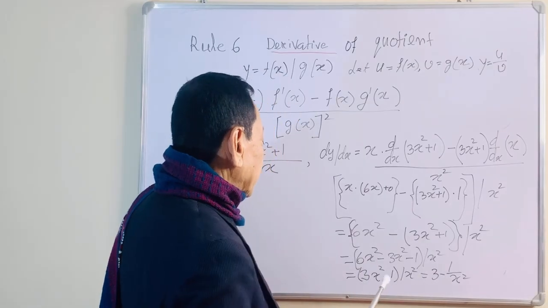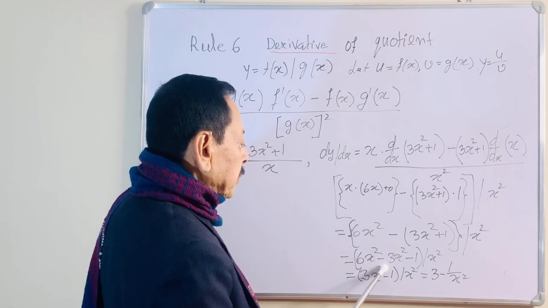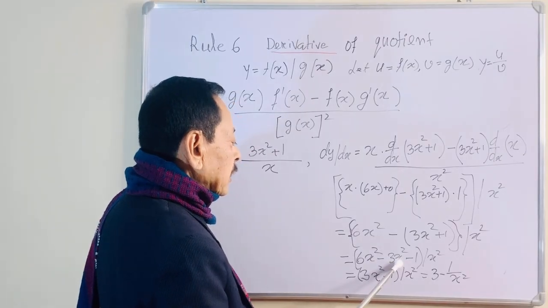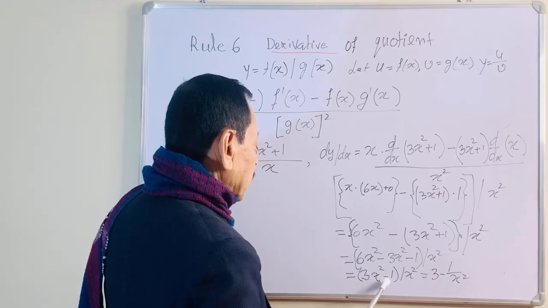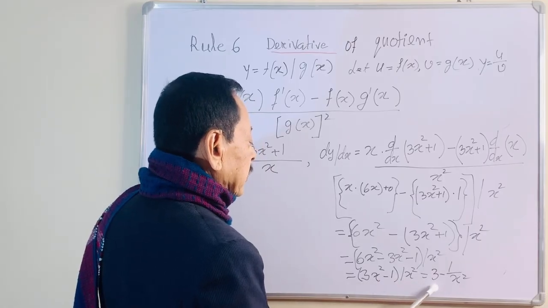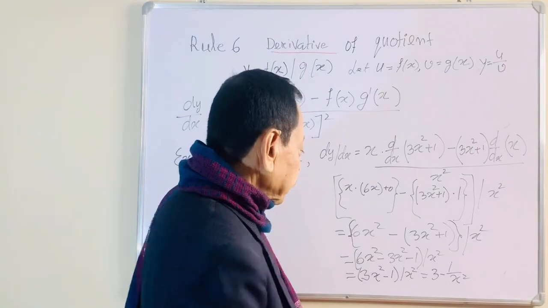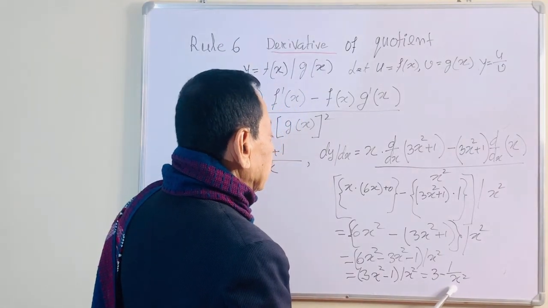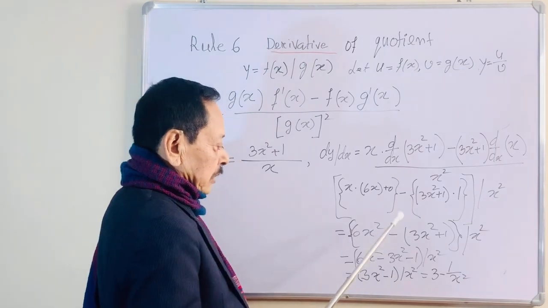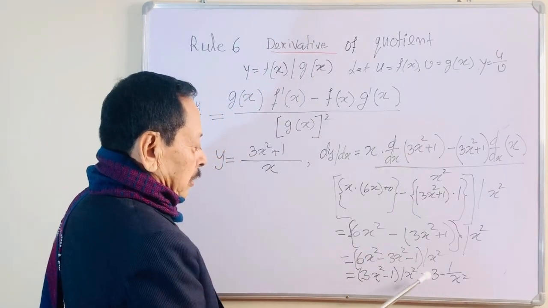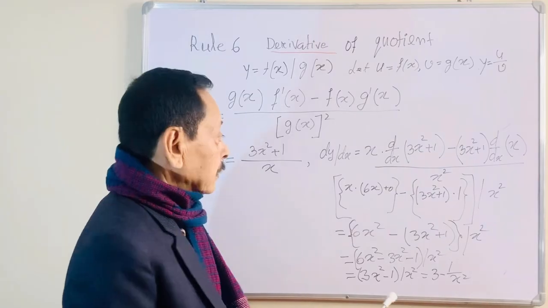So if we simplify it, it is 6x squared minus, remove the bracket, minus 3x squared minus 1 divided by x squared. It is 3x squared minus 1 by x squared, which can be written as 3 minus 1 by x squared. So this is the result. So we should be careful in multiplication, then removing the brackets and so on, and we arrive at the actual result.